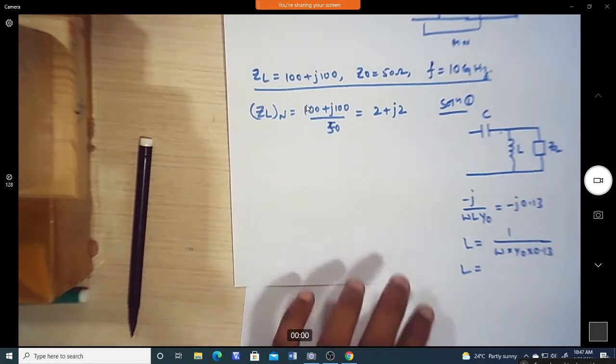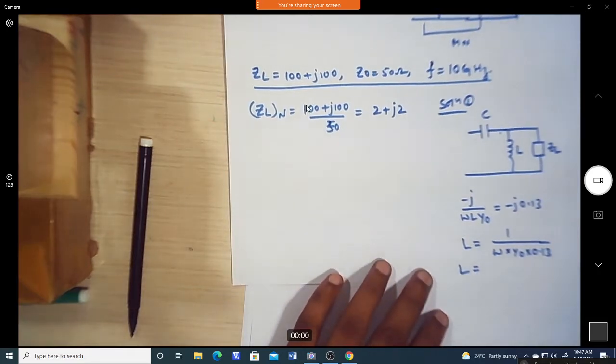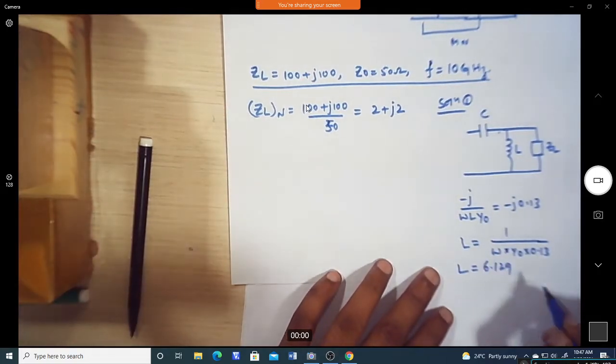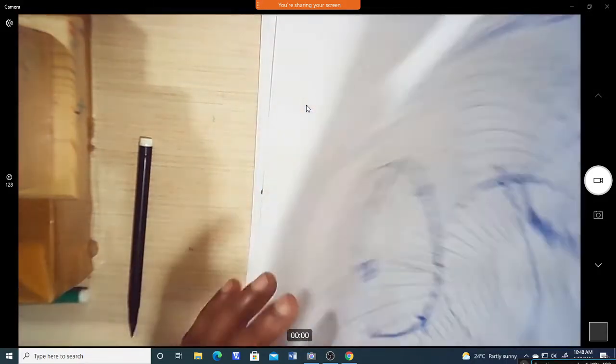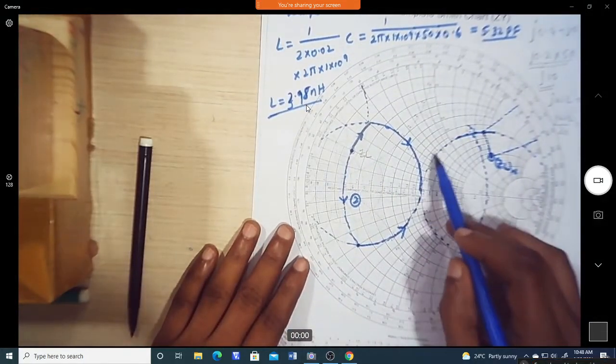So what is the value of L? Anybody got it? 6.12 nano, 6.129 nano. Okay, so this is the value of L. Now similarly, we can find out the value of the capacitor.